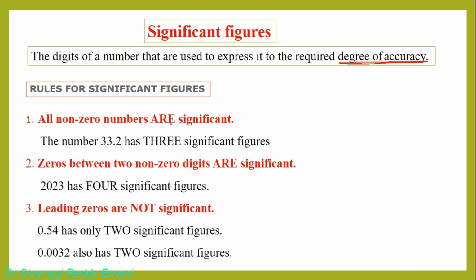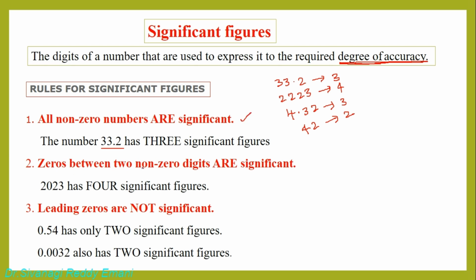All non-zero numbers are significant. Like here, 33.2 has three significant figures. 2223 has four significant figures. Then 4.32 has three significant figures. Then 42 has two significant figures. So all non-zero numbers are significant.